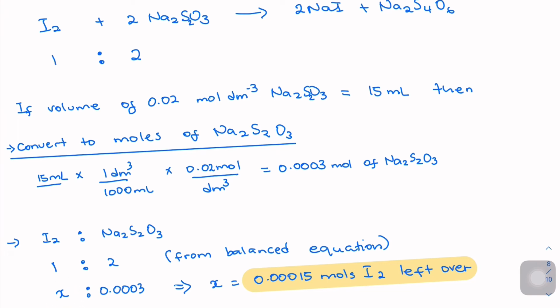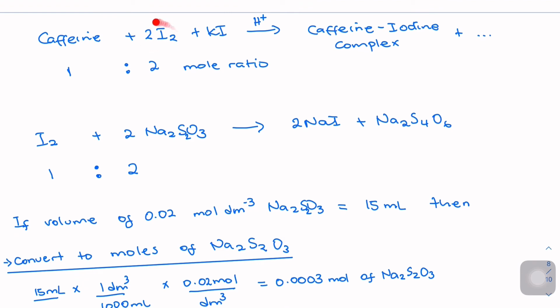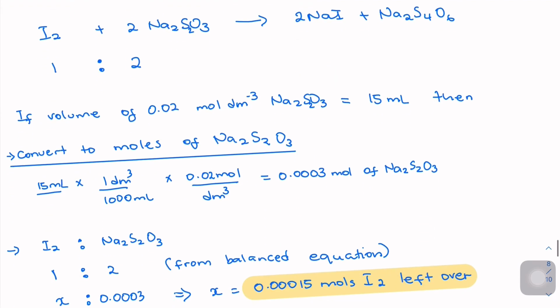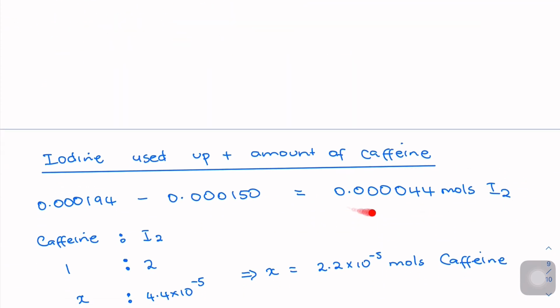Now we use the mole ratio that I stated above. We find that the moles of iodine will be 0.0015 moles. These are the moles of iodine that were left over when iodine reacted with caffeine. So we know how much iodine we started with, and at the end we know how much is left over. So the difference between the two is the amount of iodine that reacted with caffeine.